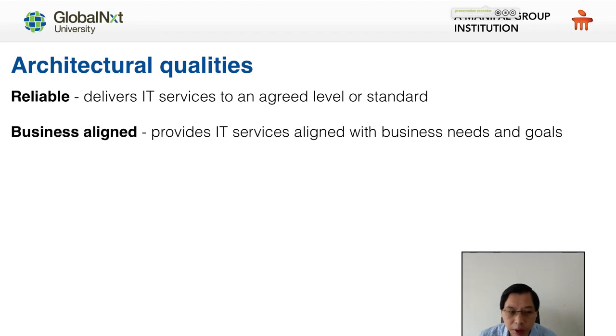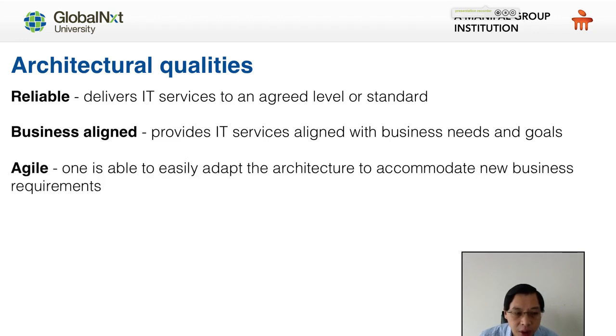We also think about whether or not an architecture is aligned to the business. And sometimes we talk about IT not really being aligned to the business. In fact, it might be difficult to meet business requirements because the IT architecture is so difficult to change. So business alignment is one of those general qualities that we also talk about in terms of our architecture.